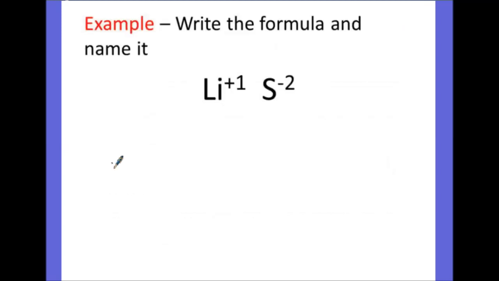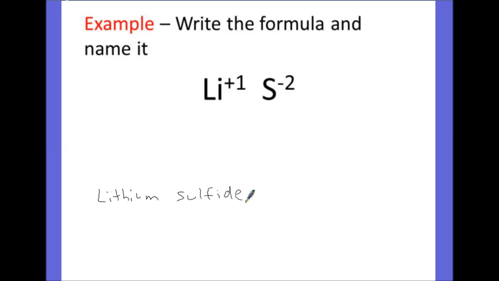Alright, so what we want to do here is write the formula, and let's name the formula. So if we have these two ions, you have this ion right here and you have this ion right here. Well, one way to do this is just look at your ion sheet and say, well, what ion is this? This is the lithium ion. Look at your ion sheet and say, well, what ion is this? That is going to be the sulfide ion. So to name it, it's fairly simple. You say, okay, that's lithium. Okay, and then sulfide.